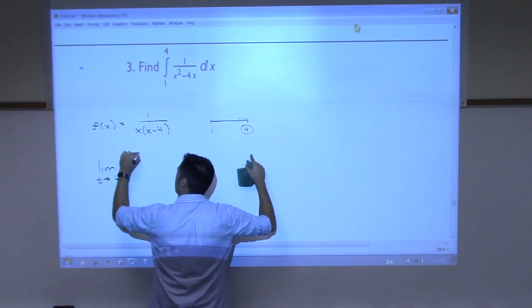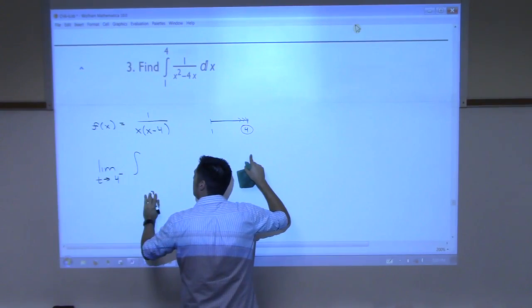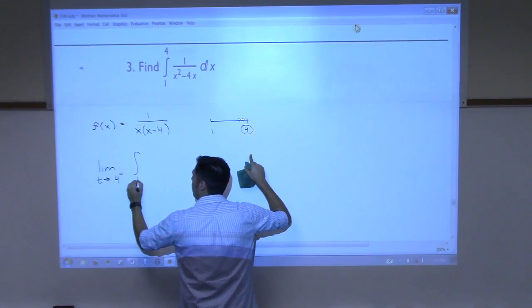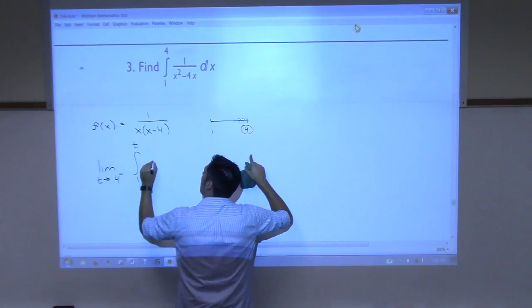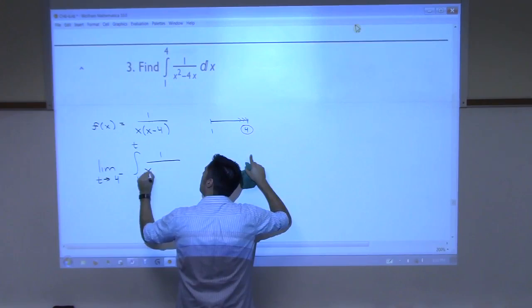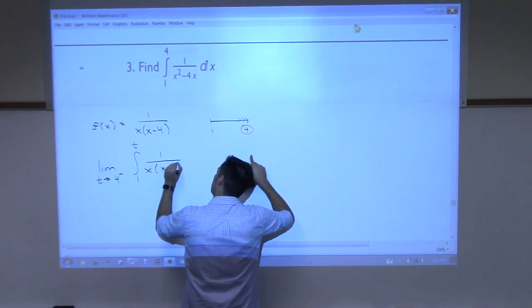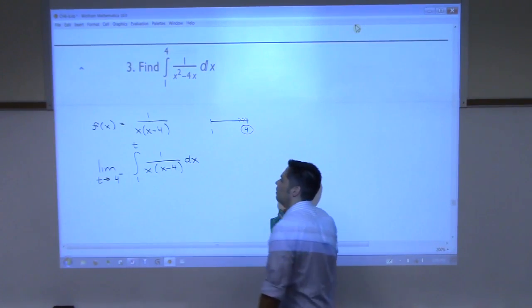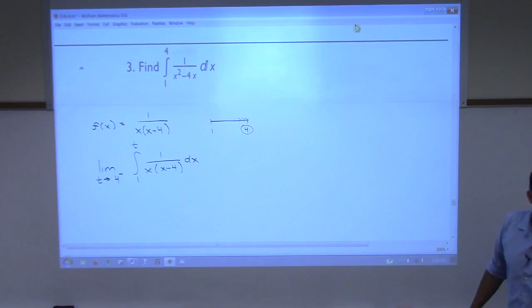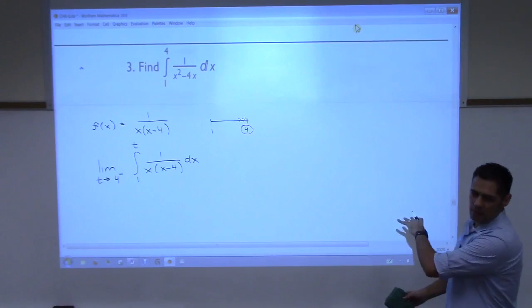And then I'm going integral. I'm replacing the 4, right? So it's going to go 1 to T. And then 1 over, hey, I may as well leave that factored. Why should I leave that factored? So I've got to integrate that now, right? And how am I going to do that? Partial fractions, right? I'm going to have to do partial fractions to integrate this. So I better do that over here.